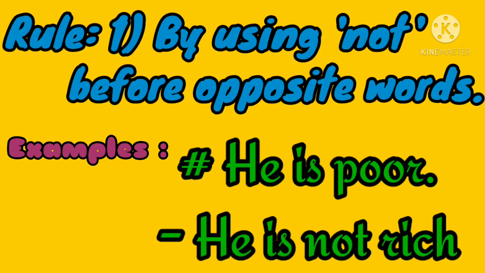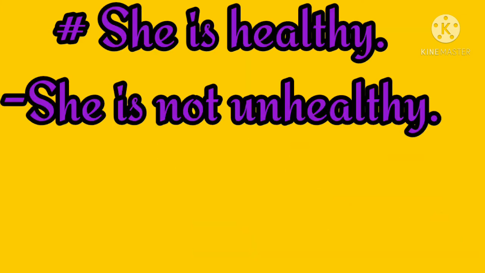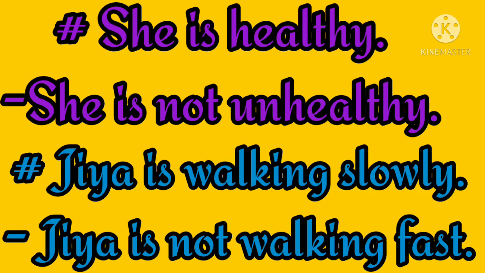Let's see some more examples. She is healthy. So opposite word of healthy is unhealthy. So before unhealthy we have to put here not. So sentence becomes she is not unhealthy. The next sentence, Jia is walking slowly. So again we have to find out opposite word of slowly is fast. So Jia is not walking fast.